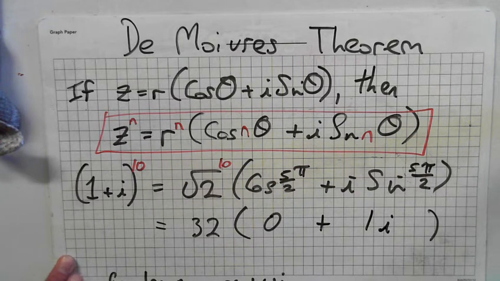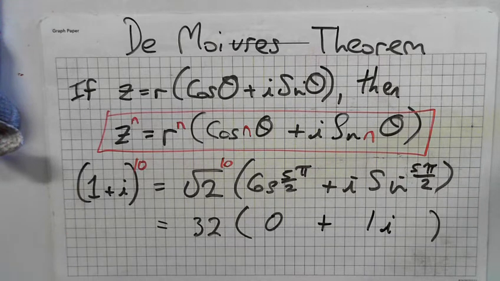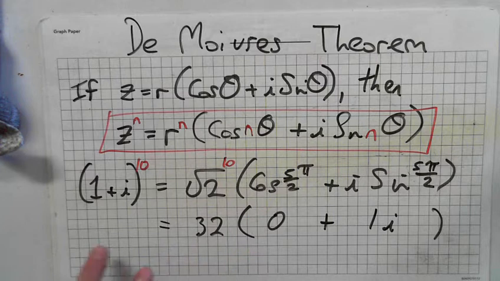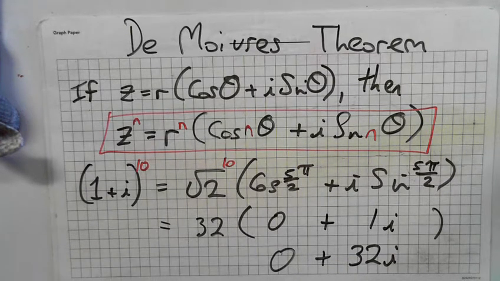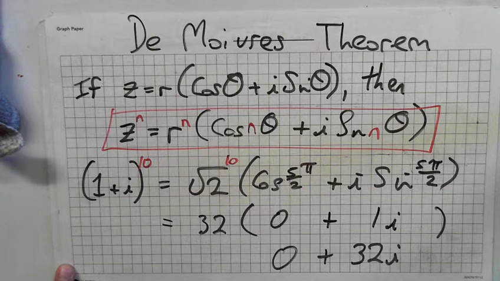So 1i. I'll explain now how you can get it using the unit circle. 32 times 0 is 0. 32 times 1 is 32. So 0 plus 32i, if you're asked for the answer in the form of x plus yi.